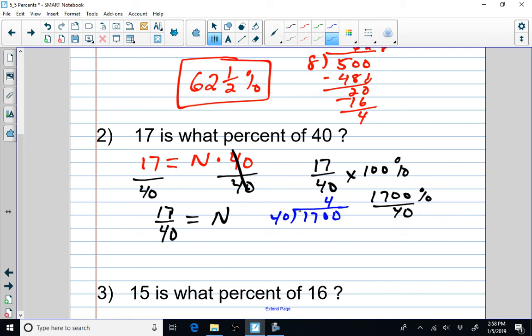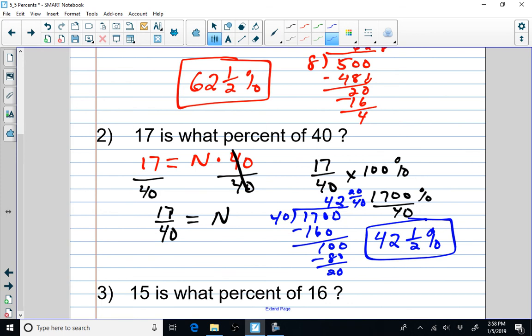40 goes into 1700 what? 4 times. 4 times 40 is 160. Subtract, I get 10. Bring down the 0. 40 goes into 100 2 times. 2 times 40 is 80. Subtract, I get 20. My remainder of 20, I put over my divisor of 40. But 20 over 40 would simplify to 1/2. So 17 out of 40 is going to be 42 and 1/2%.